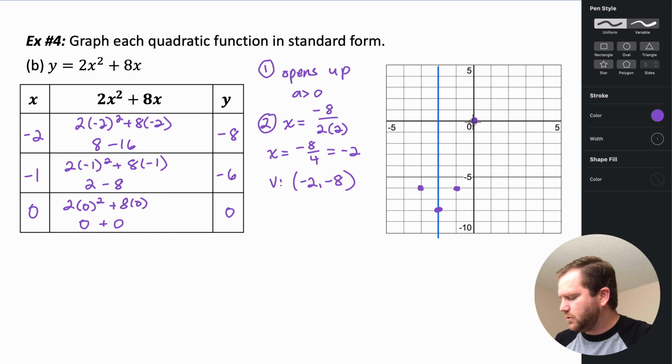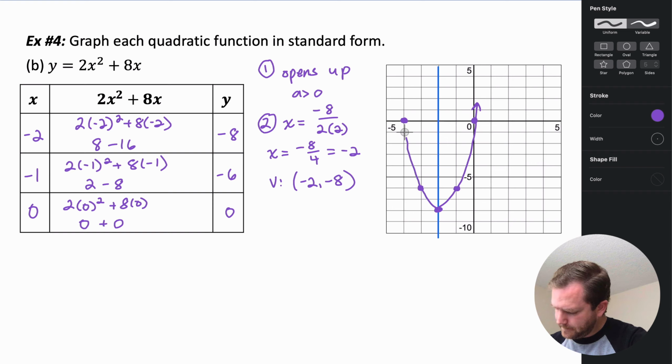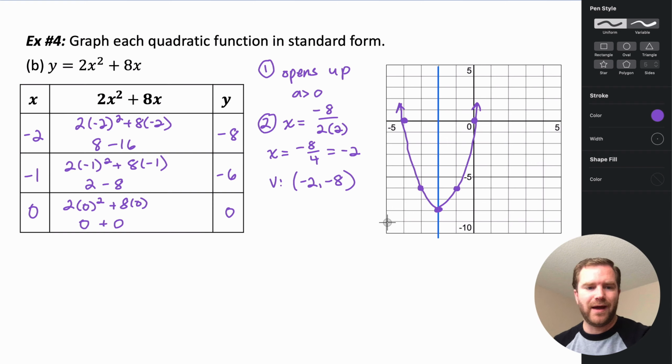So if I go 2 to the right, that gives me that point. So go 2 to the left. There at a y value of 0, I should get that point. And then again, sketch in your curve, something like this. And there you are. And that would be how you graph a quadratic in standard form.